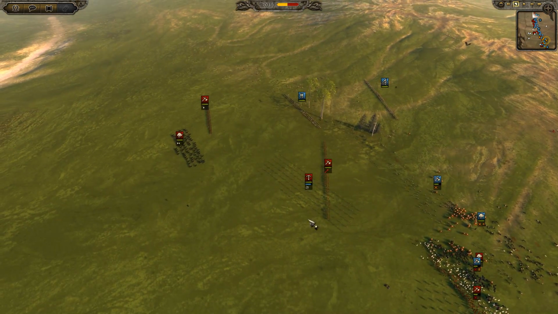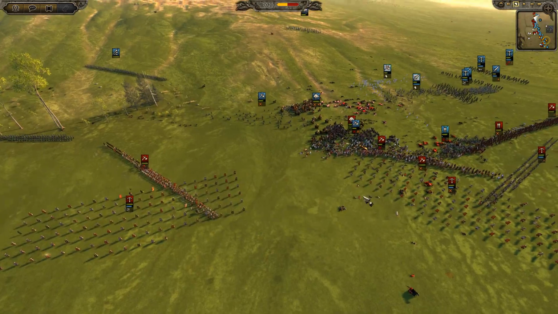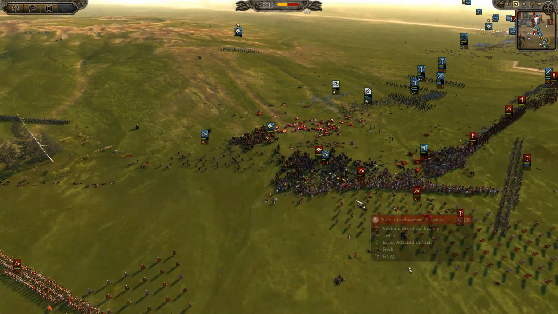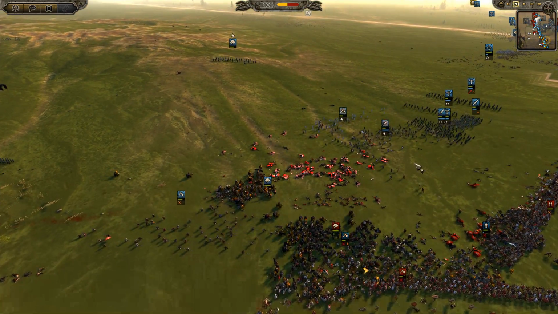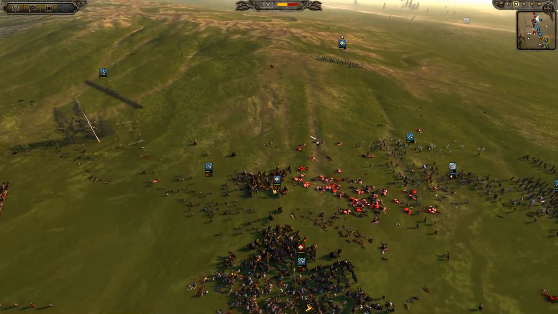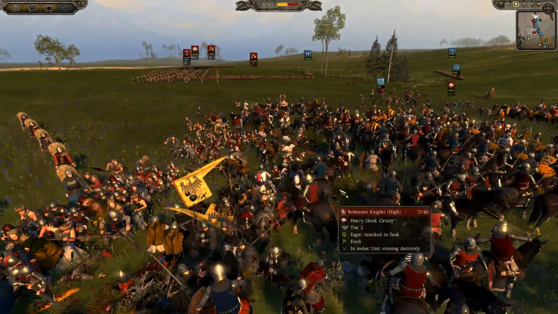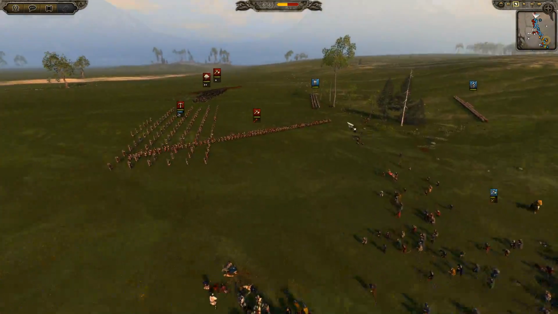So yeah, he had a nice little flanking charge there, but I think he missed an opportunity. I don't think he should have gone for the hammer and anvil. I think he should have chased down the crossbows and avoided this encirclement of death. Now he's surrounded by multiple units. This cav unit, the Bohemian Knights, are surrounded.